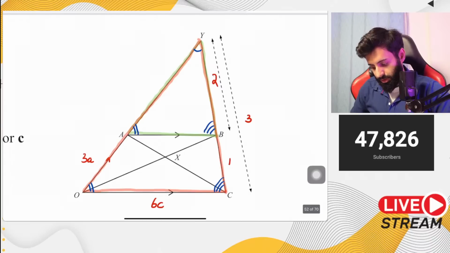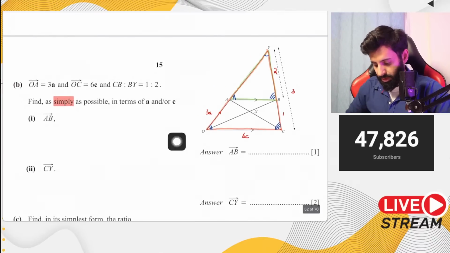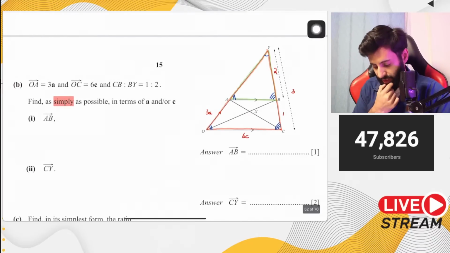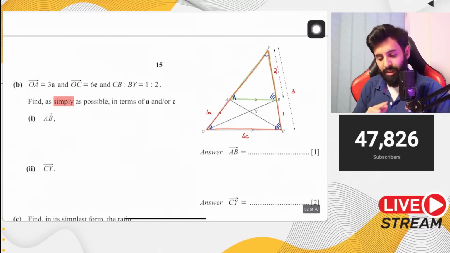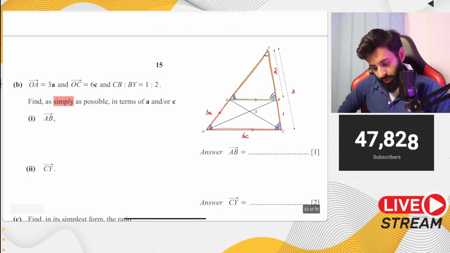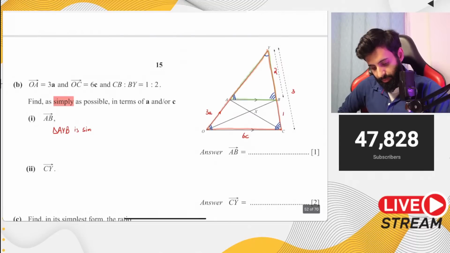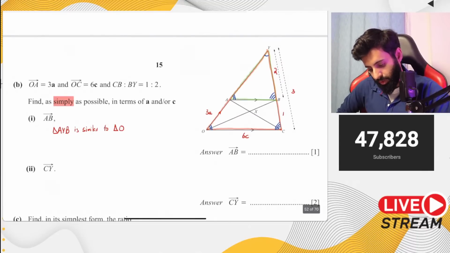So it's important that we write this information down. Even though AB is a 1 mark question, this is something that will come in handy for the following parts. So triangle AYB is similar to triangle OYC.